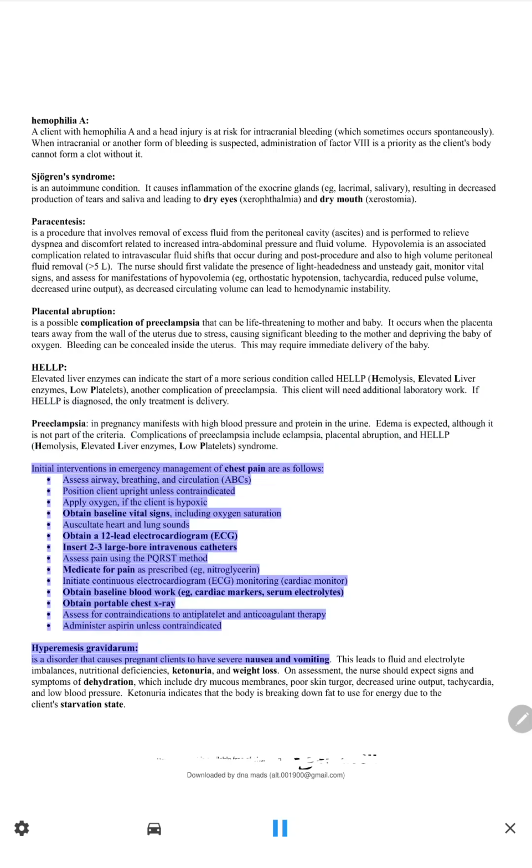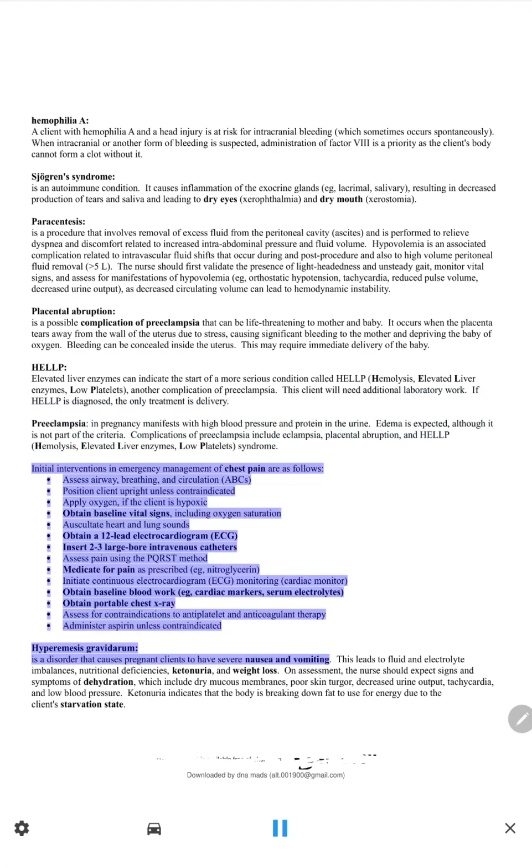Initial interventions in emergency management of chest pain are as follows. Assess airway, breathing, and circulation, ABCs, position client upright unless contraindicated, apply oxygen if the client is hypoxic, obtain baseline vital signs, including oxygen saturation, auscultate heart and lung sounds, obtain a 12-lead electrocardiogram, ECG, insert 2 to 3 large bore intravenous catheters, assess pain using the PQRST method, medicate for pain as prescribed, e.g., nitroglycerin, initiate continuous ECG monitoring, cardiac monitor, obtain baseline blood work, e.g., cardiac markers, serum electrolytes, obtain portable chest X-ray, assess for contraindications to antiplatelet and anticoagulant therapy, administer aspirin unless contraindicated.